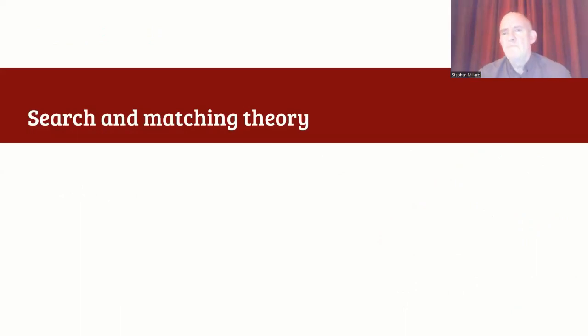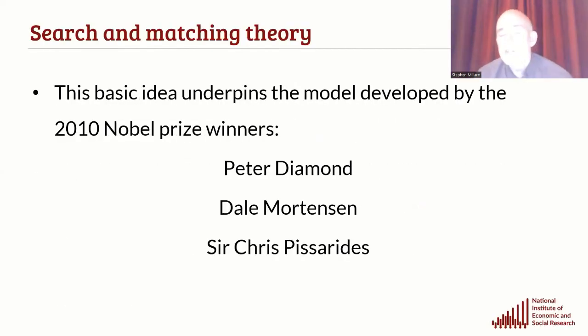So that was where we were until really the 1970s, 80s, and 90s, when three people started developing search and matching theory. And those three people were honored with the 2010 Nobel Prize in Economics. They were Peter Diamond, Dale Mortensen, and Sir Chris Pissarides. My role in all of this was as a mere research assistant to Dale Mortensen. He came up with all the ideas, and indeed the model and the algebra and all of that. I just programmed it into MATLAB.